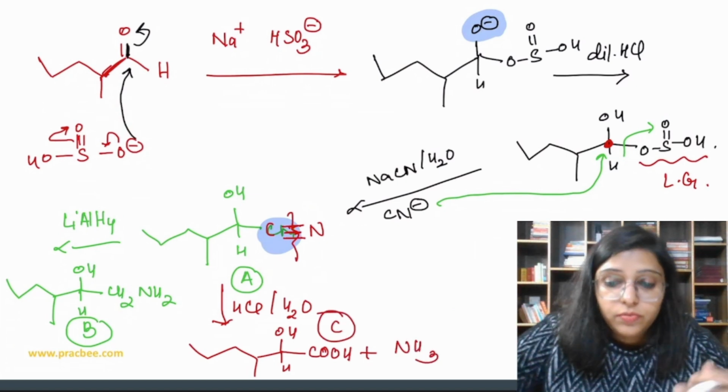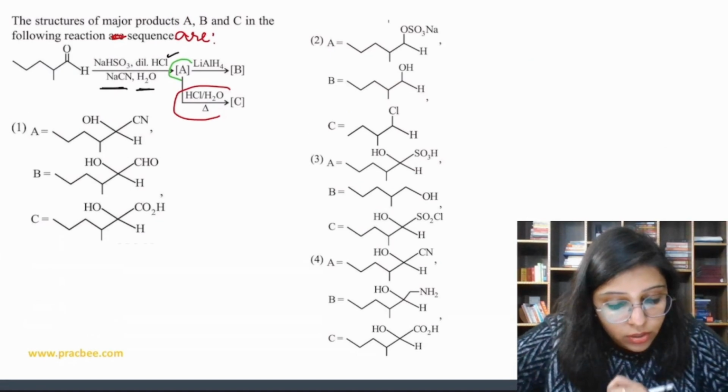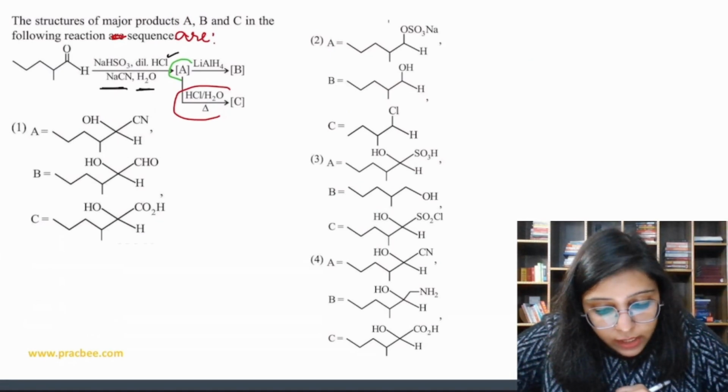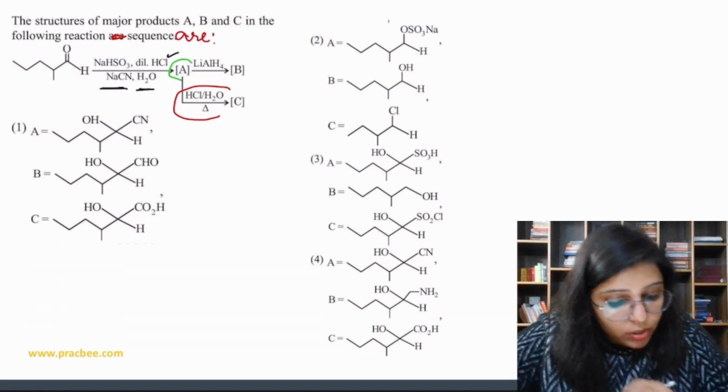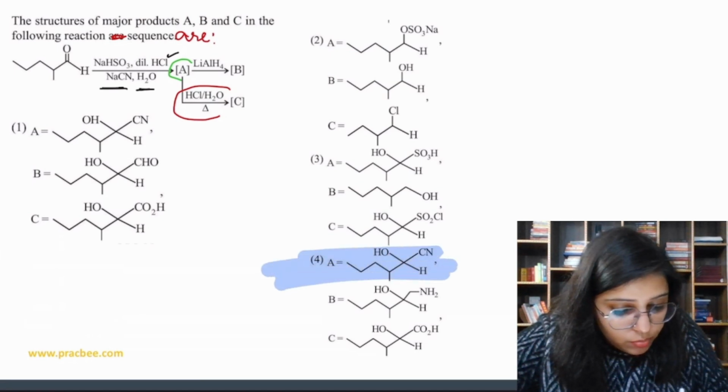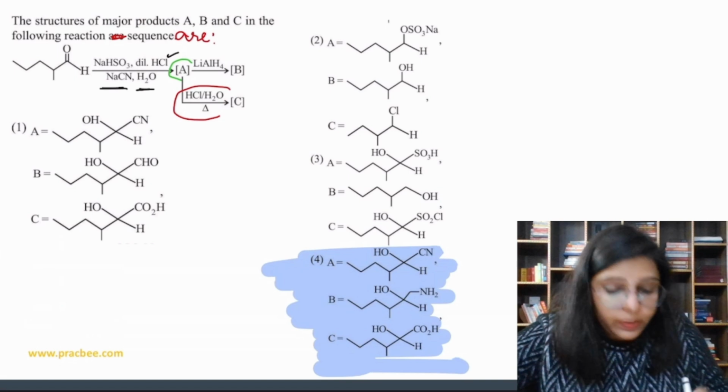Now just try to find out the correct option. So A is going to be cyanide. Then we have CH2, NH2. So if we look for the correct option, that is option number 4. Okay.